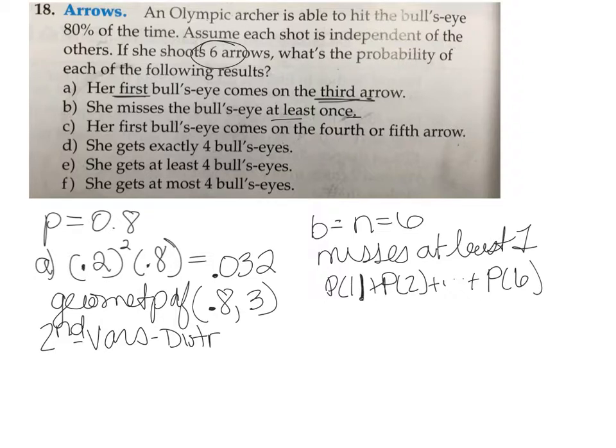And so the easier way to do that is because probabilities must add to 1, the only option that's not included in at least 1 is the probability that she doesn't miss any. So the probability of 0 plus all of those probabilities equals 1. So we can say 1 minus the probability of 0 is equal to the probability of at least 1. So what's the probability that she misses none? That's 1 minus 0.8 to the 6th power.